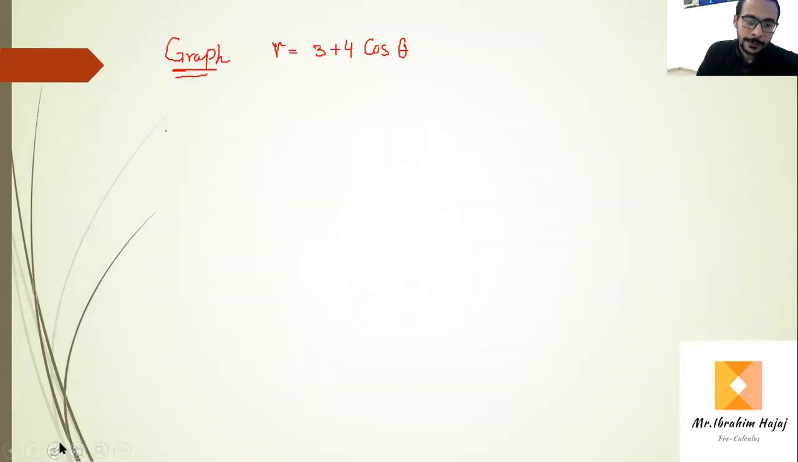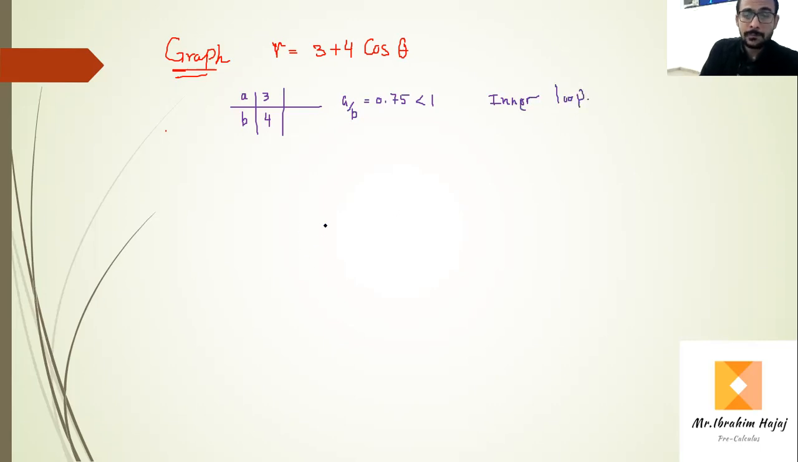Who would like to solve? The first step is to find the ratio A over B. What's the value of A over B? 3 over 4, which equals 0.75, which is less than 1. So we're still graphing the inner what? Loop. Inner loop. Let's do the steps first. This is the first step.